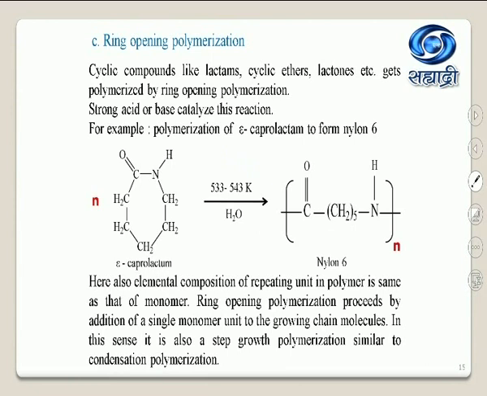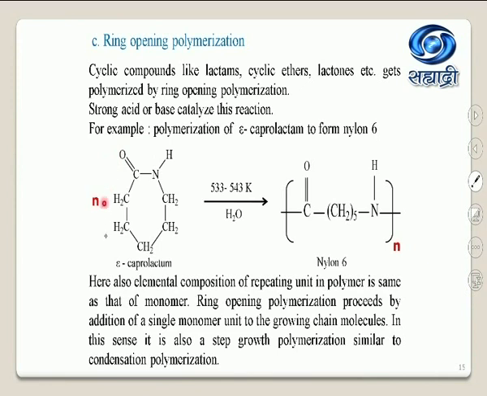Now next is ring opening polymerization. Cyclic compounds like lactams, cyclic ethers, lactones, etc. get polymerized by ring opening polymerization. Strong acid or base catalyzes this reaction. For example, here the reaction for the polymerization of epsilon caprolactam to form nylon 6 is given.